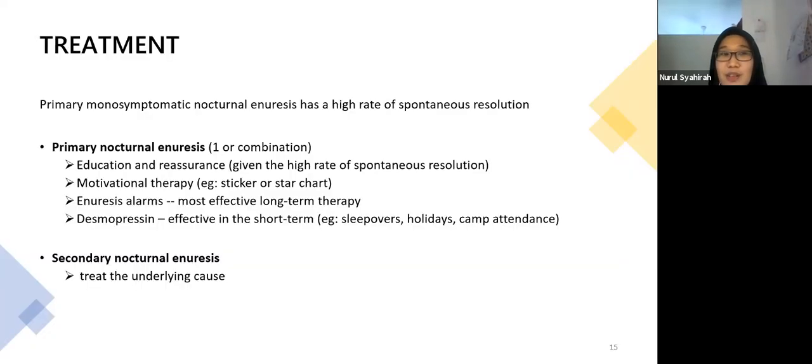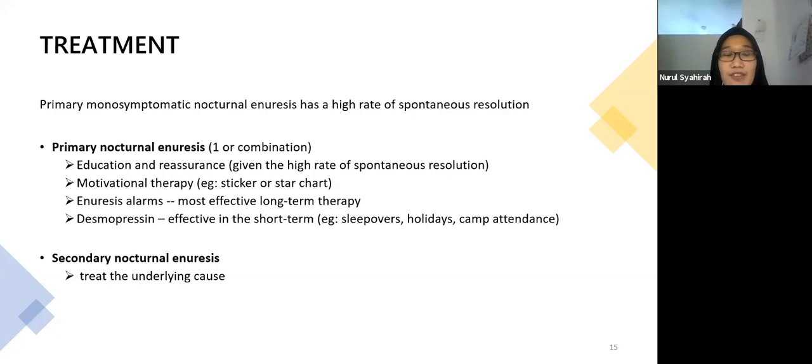Okay, so move to treatment. Usually primary monosymptomatic nocturnal enuresis has a high rate of spontaneous resolution. For primary nocturnal enuresis, we can use one or more treatments. So we can treat based on the indication and reassurance. This kind of treatment gives a high rate of spontaneous resolution in children with enuresis.